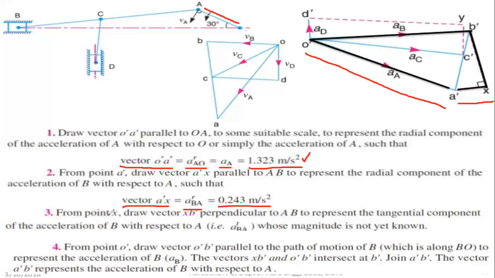Next, from point x, draw vector x b dash perpendicular to AB to represent the tangential component of acceleration of B with respect to A. That is not known, because its magnitude is not known.